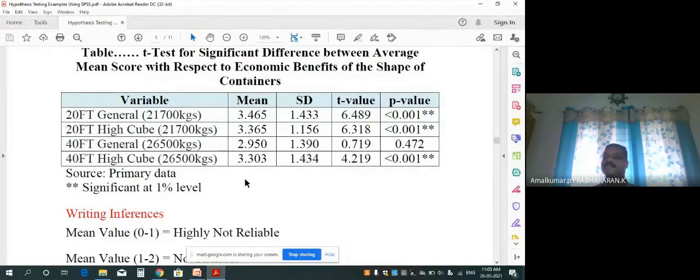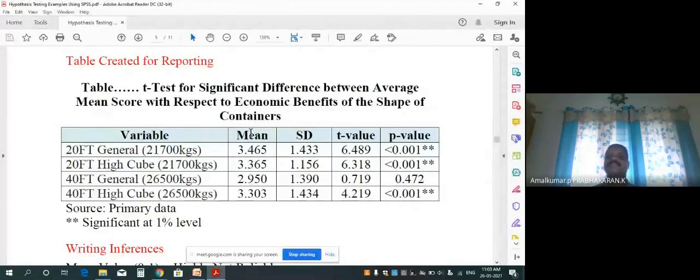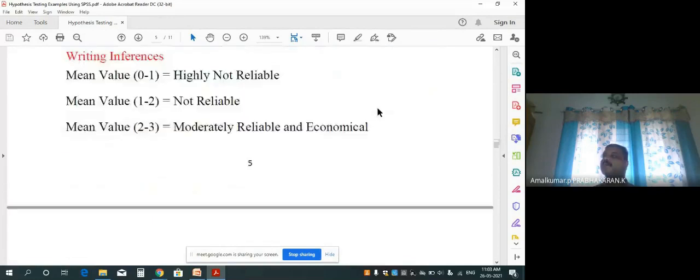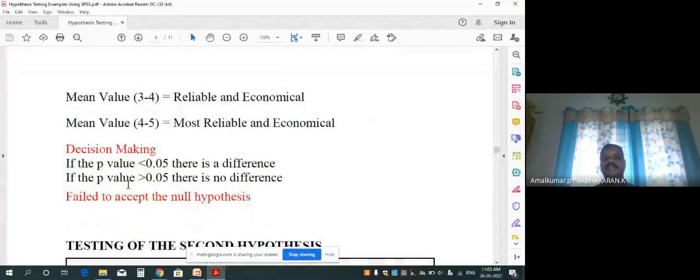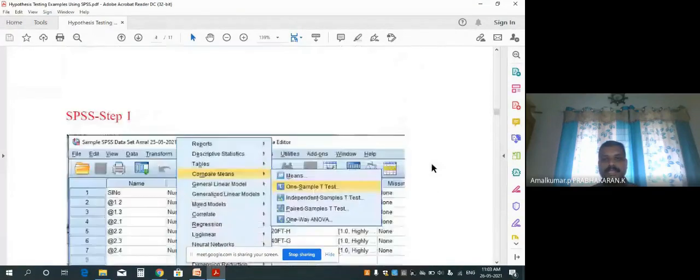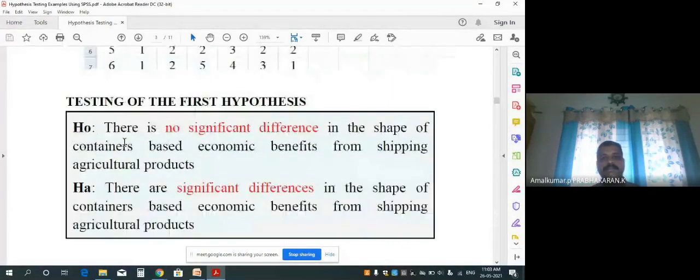These are the inferences we are developing using the one sample t-test. Based on that, there are three significant items and only one item is insignificant. So based on the majority of the items, the researcher takes a decision to fail to accept the null hypothesis. This is the null hypothesis.